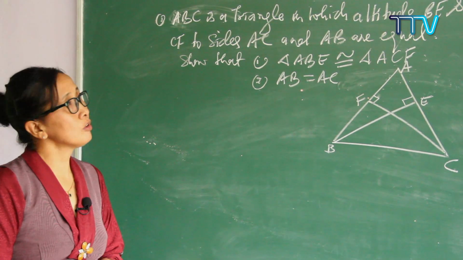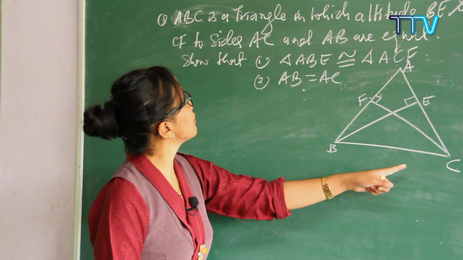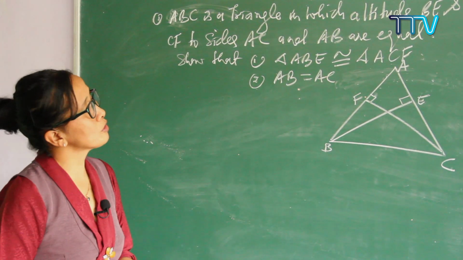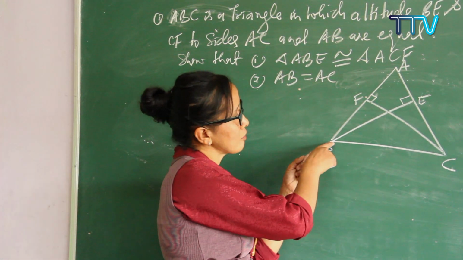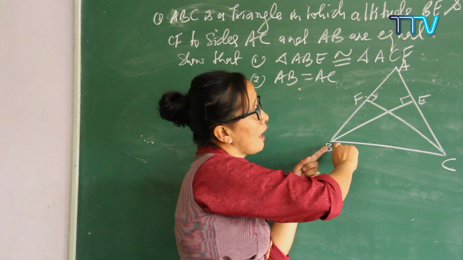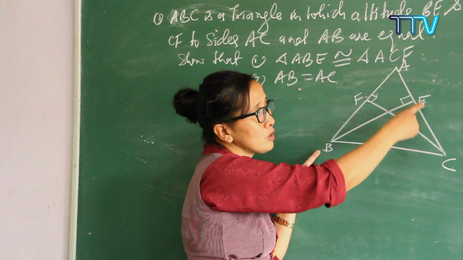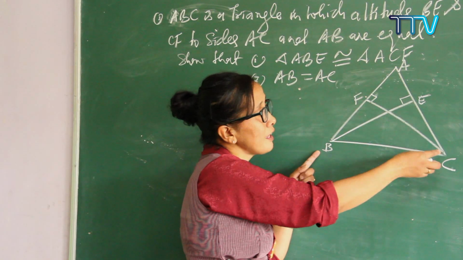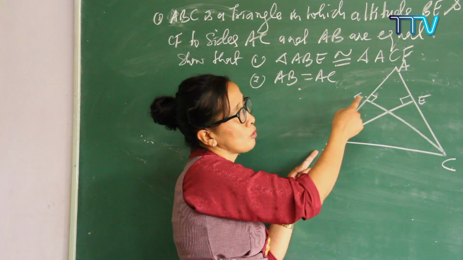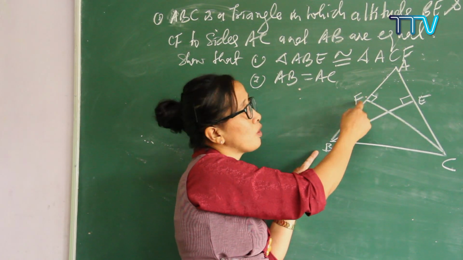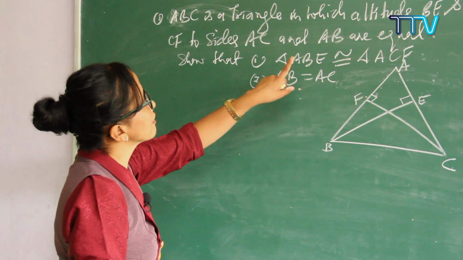So look at the first question, the first exercise. ABC is a triangle in which altitudes BE and CF are drawn to sides AC and AB. Altitude means height of a triangle. BE is the height of the triangle, which means BE is perpendicular to AC. And CF is an altitude, meaning perpendicular to AB. So it is exactly perpendicular, forming 90 degrees over here. Got it? This is given. And what else is given?